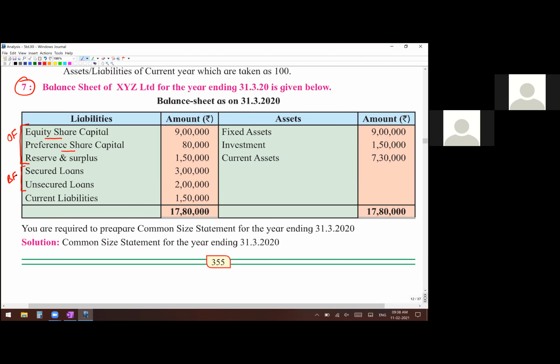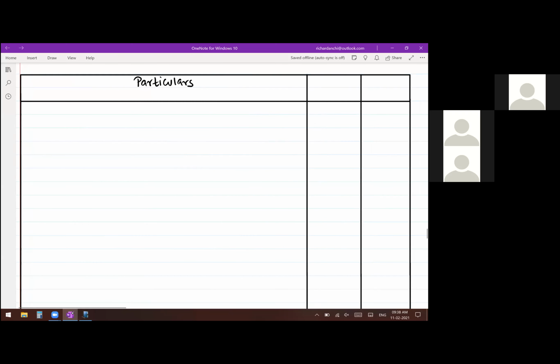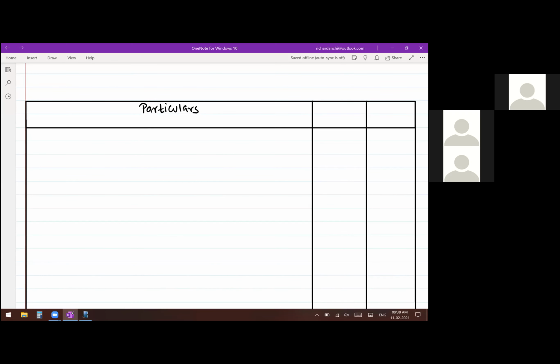Move on to the asset side. Fixed asset, investment, by itself you will write, and current asset, this current liability will go on the other side as minus current liability. Together they will be called working capital. You are required to prepare common size statement for the year ending 31st March 2020. Okay. Now, how do you prepare? Two columns only are required. One is the amount column and one is the percentage column. So for about 15 lines, you draw this format. Along with particulars, two columns you draw. One for amount and one for percentage.